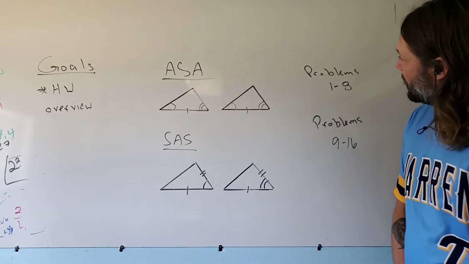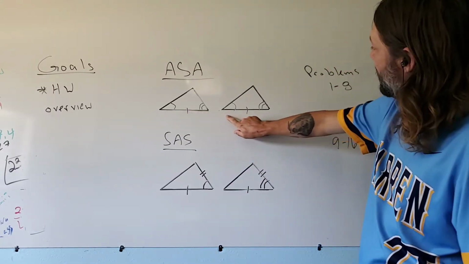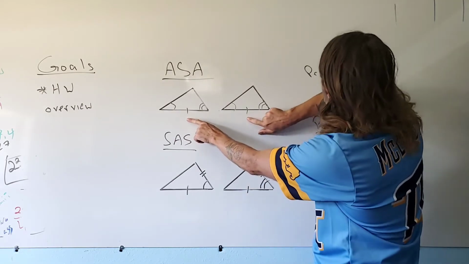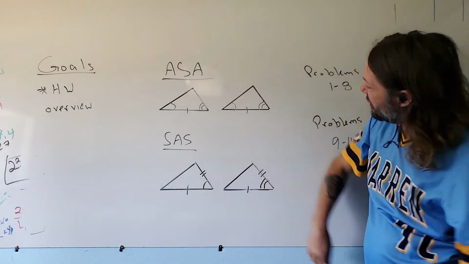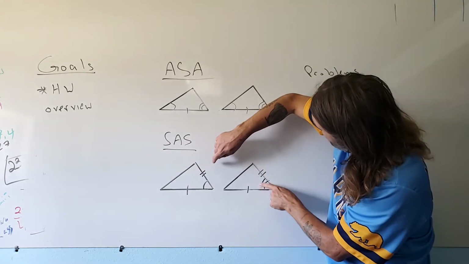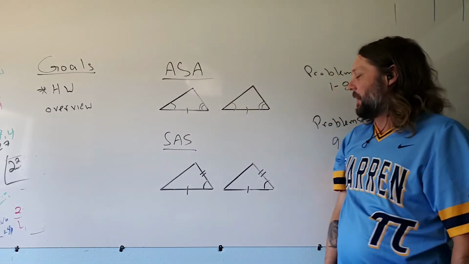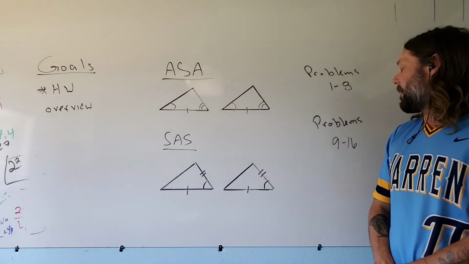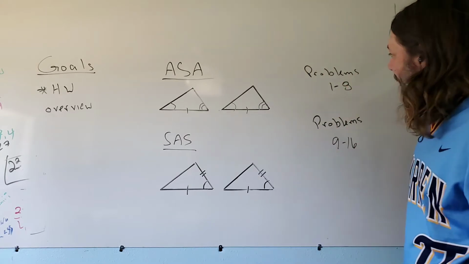Let me just point something out. Notice in the angle, side, angle, the pairs of congruent angles are separated by the congruent side. In the side, angle, side, the pairs of congruent sides make the congruent angle. So that was supposed to have one arc, not two. All right, so we're looking for this pattern, okay?